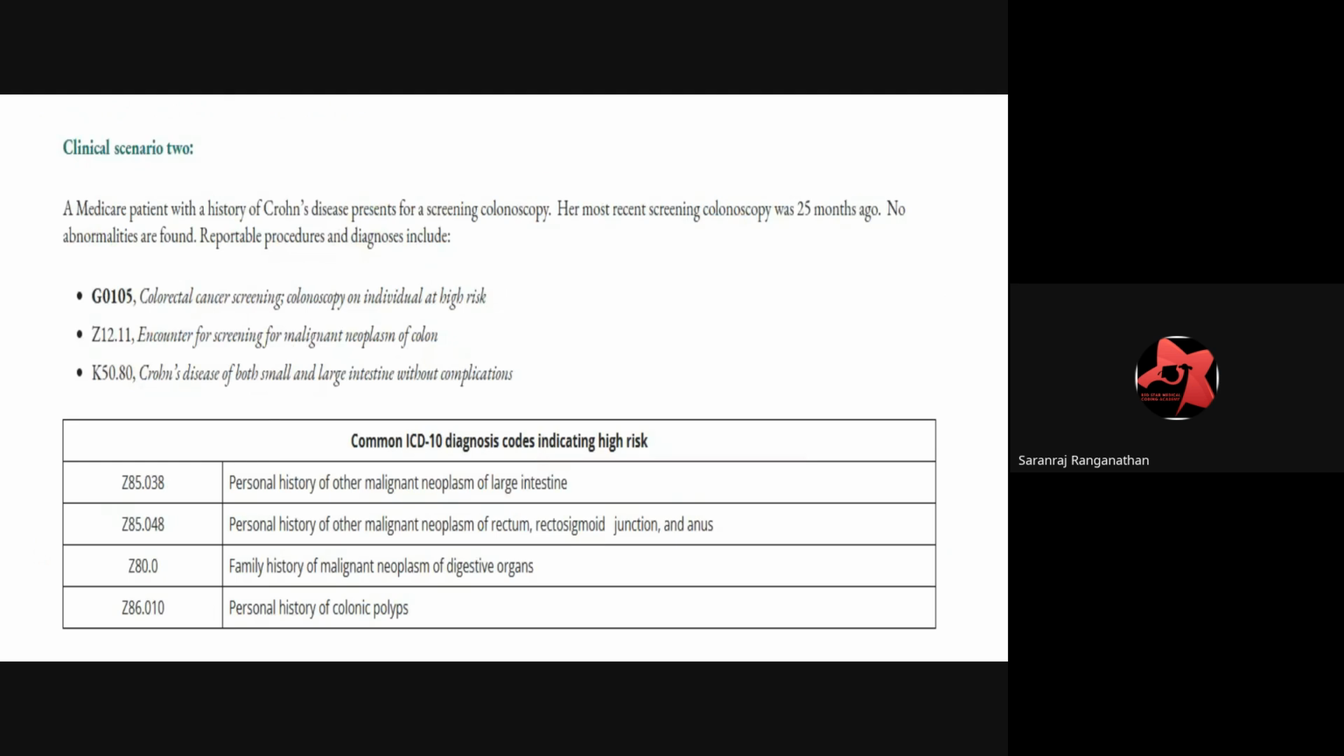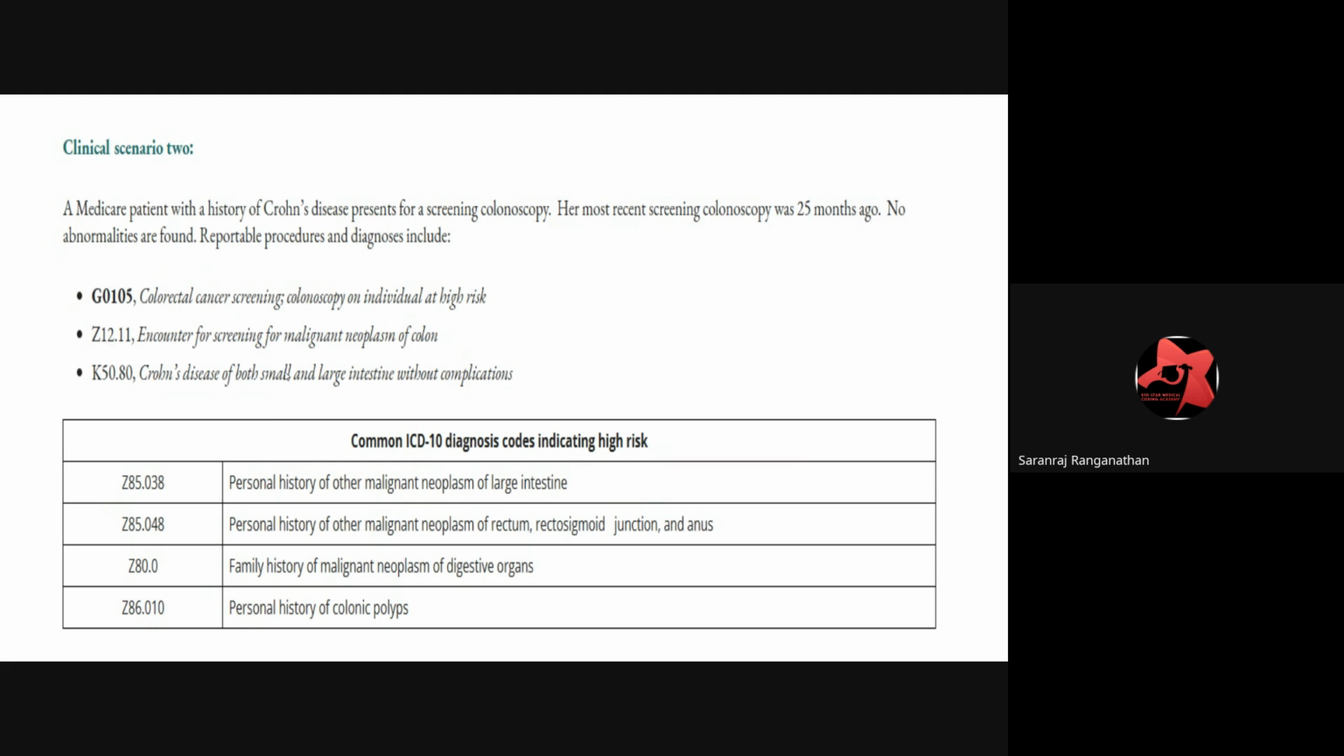Then the clinical scenario they have given: a Medicare patient with a history of Crohn's disease presents for a screening colonoscopy. Her most recent screening colonoscopy was 25 months ago. No abnormalities are found. Reportable procedure and diagnosis include: CPT G0105, colorectal cancer screening colonoscopy on an individual at high risk, and the ICD will be Z12.11, which should be coded primary for this screening study, encounter for screening for malignant neoplasm of colon.